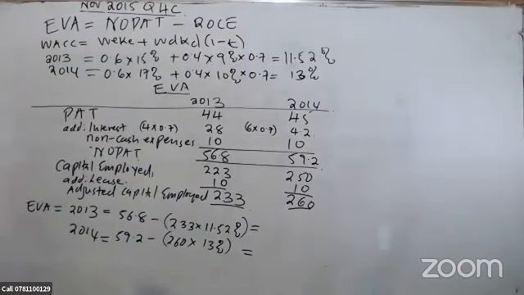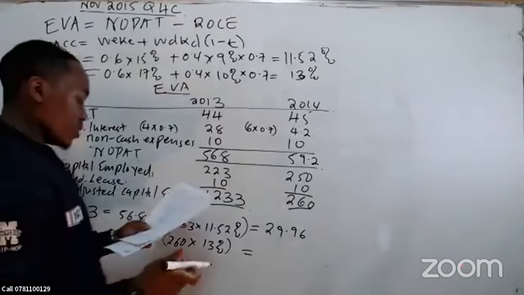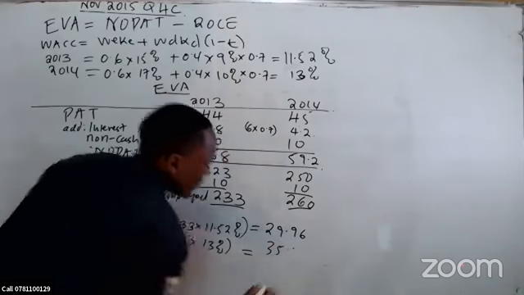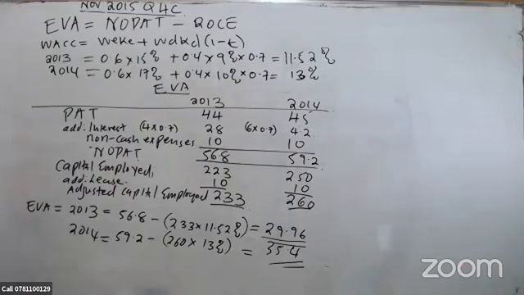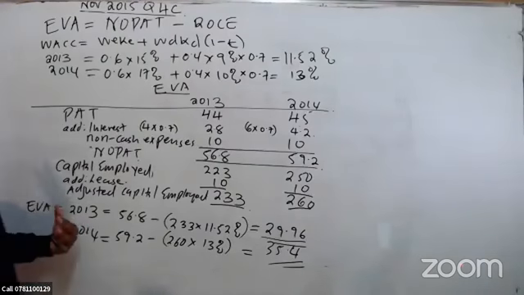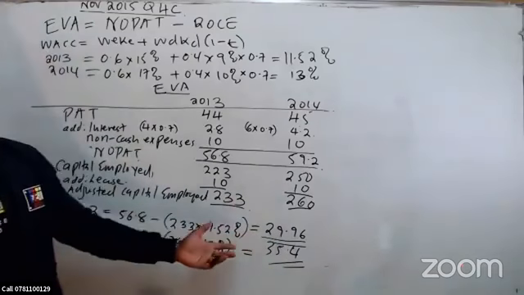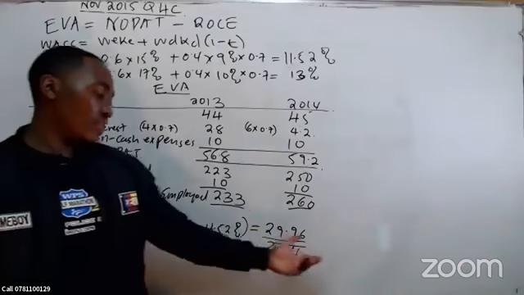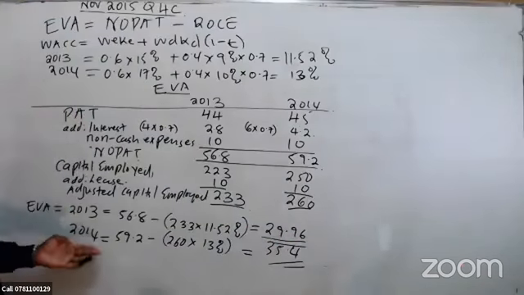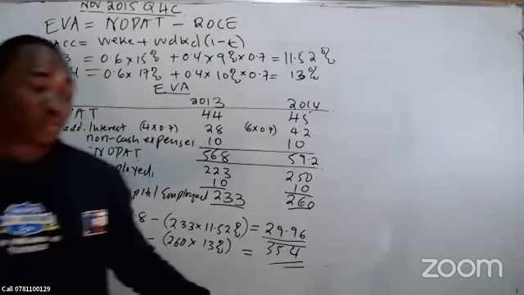So for 2013, you get 29.96, and for 2014, you get 25.4. Now this is how you can comment. Based on using EVA for 2013 and 2014, since the two figures are positive, we can see that the economic performance of the wealth of the company is good. But to be specific, we can see that in 2014 they are doing greater than 2013. And I think we have also answered part 2 of the question.